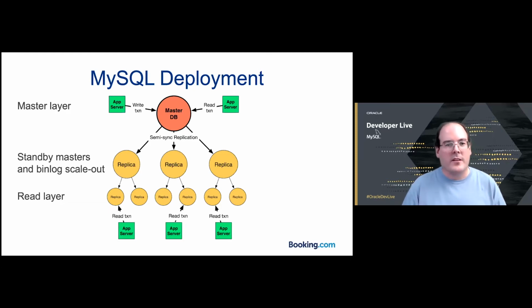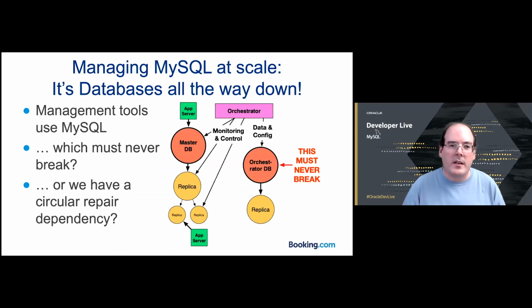But now you're managing this, and Orchestrator itself has a database to manage the database. So what you end up with is that it's databases all the way down. Your management tools use MySQL, but if the MySQL in your management tool breaks, then it can't manage the rest of them. So the Orchestrator database must never break. Otherwise, we have a circular dependency where Orchestrator is trying to repair itself, and it can't do that properly. So we wanted a database that would never break down, which is a tall order. Not something we've ever had in our experience before.